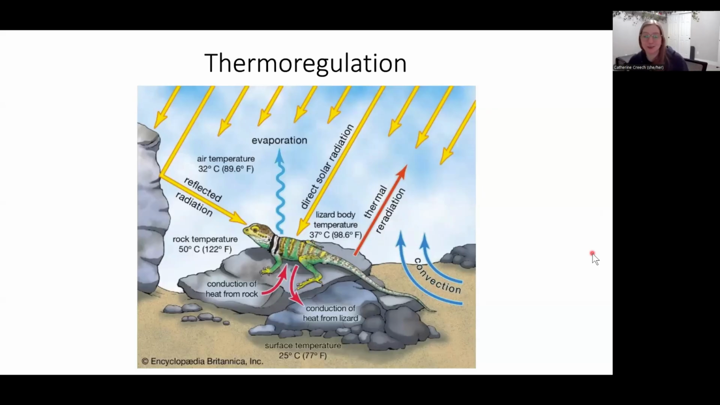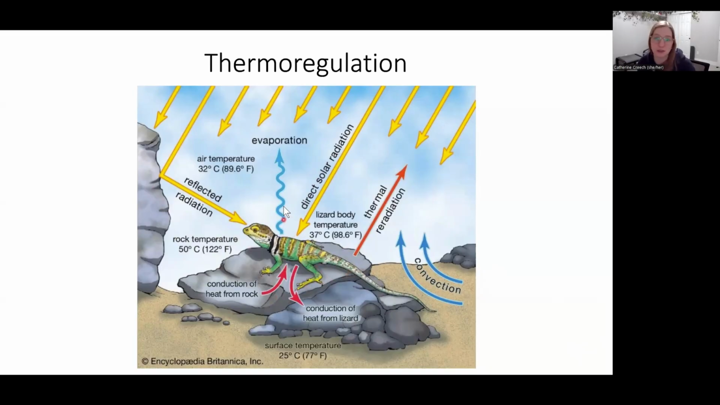Here we have an ectotherm that's showing you these different ways that we can regulate temperature with behavior. So this lizard is an ectotherm. It's going to be reliant on the environment for its body temperature. So it's going to do something called basking. It's going to find a nice surface that's been heated by radiation from the sun, and it's going to put its body on that warm surface, and that's going to help it heat up more quickly. So it's going to get direct radiation from the sun, reflected radiation from the sun, but also conduction from this rock. So that's why basking is so nice, because it can heat up more quickly.